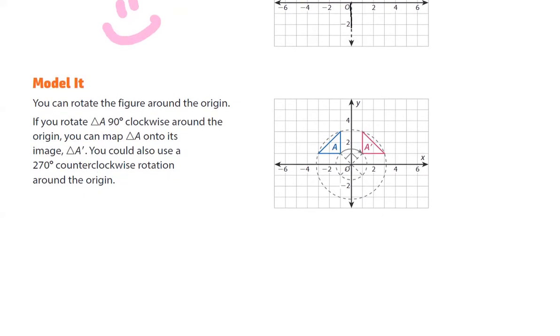Here's another way to say that. You can rotate the figure around the origin. Oh, you could do a rotation, huh? I didn't even think of that. Shame on me. If you rotate triangle A 90 degrees clockwise, oh, because it's an isosceles triangle. If you rotate triangle A 90 degrees clockwise around the origin, right there, you can map triangle A onto its image, A prime. You could also use a 270 degree counterclockwise rotation around the origin.